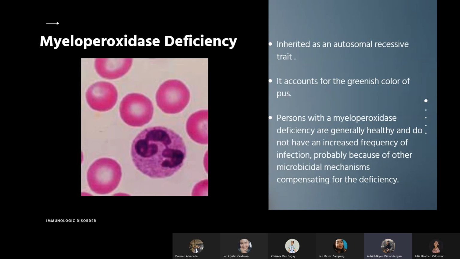And lastly, our myeloperoxidase deficiency. So, ano po ang ating myeloperoxidase? Ang myeloperoxidase po natin, ang kanyang first thing na ginagawa sa ating neutrophil, siya po yung nire-release ng ating neutrophil to fight off bacteria. This has also a strong capability or activity to kill off a bacteria.